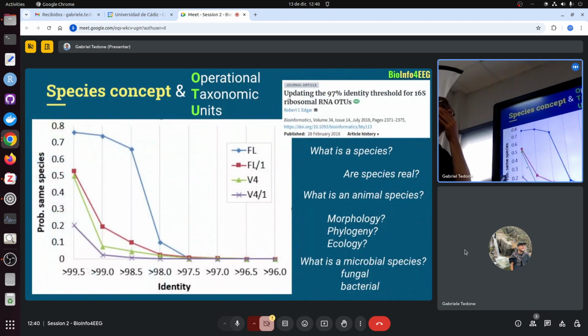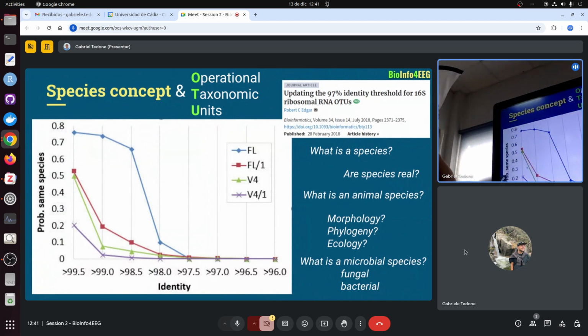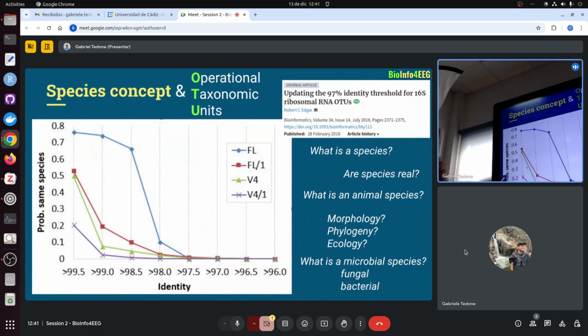So why do we cluster OTUs at 97%? At the beginning, around 2010 or even before, OTUs were clustered at 95%. Then they said, okay, we have to cluster them at 97% for 16S. Keep in mind, 16S barcode, really important. And then this paper came out, and the identity threshold keeps updating. It depends on at what level you want to cluster.